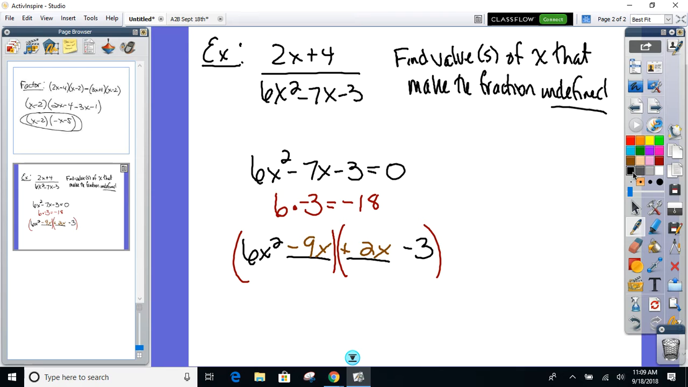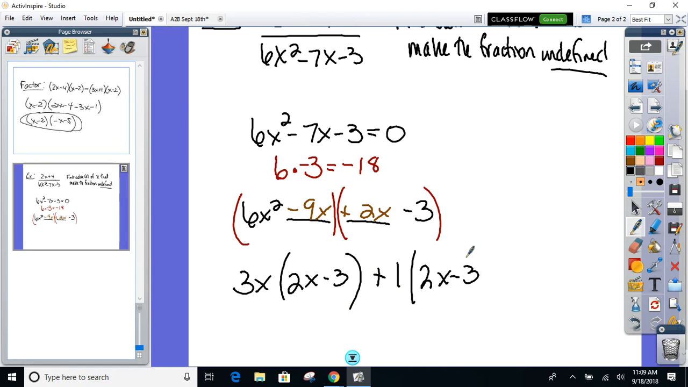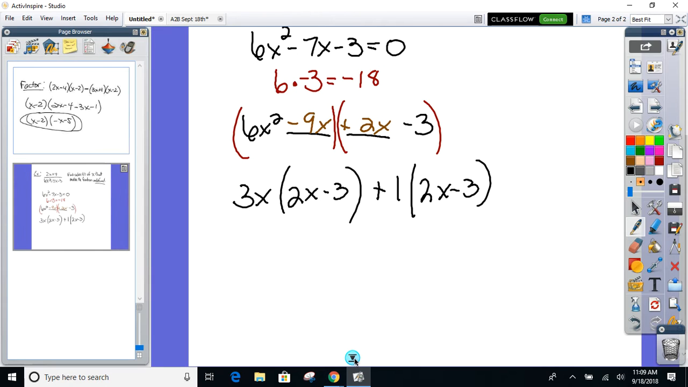What can I take out of that first one? 3x. And what am I left with? 2x minus 3. And then what could I take out of the next one? Just a 1. All right, so let's finish this. It'll be factored as 3x plus 1 and 2x minus 3. But remember, we're figuring out when it's equal to 0.